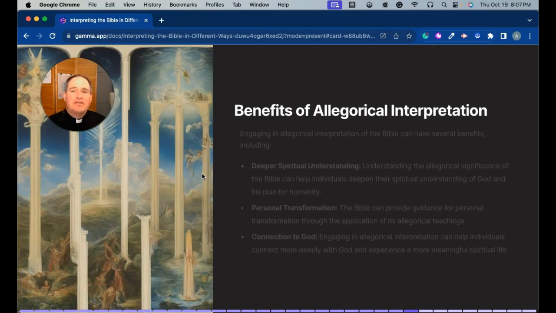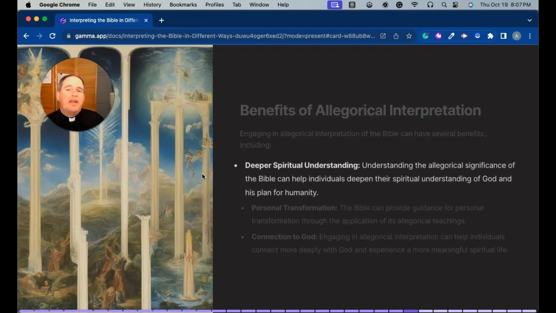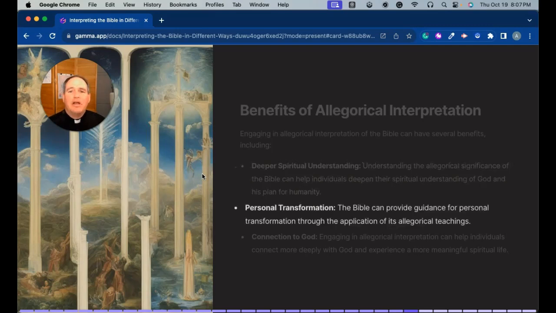The benefits of this type of interpretation are that we can have a deeper spiritual understanding. Looking at the allegorical significance of the Bible can make us more spiritual. It can also lead to personal transformation. It can guide us if we're applying these symbols and these teachings to our lives.